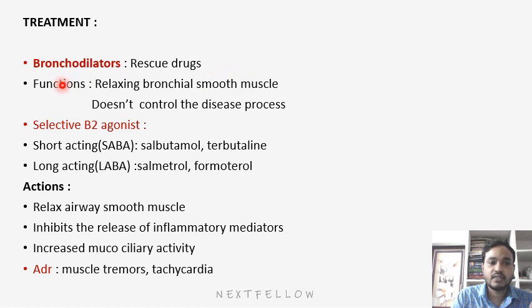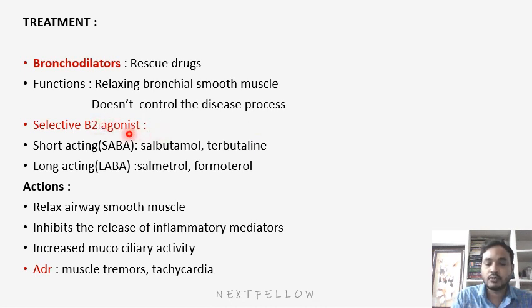What are the functions of these drugs? They relax the bronchial smooth muscles, thereby bronchodilation happens. But these bronchodilators don't control the disease process. They don't have any impact on the disease process. They mainly cause bronchodilation, that's all. In bronchodilators, we have selective beta 2 agonists.